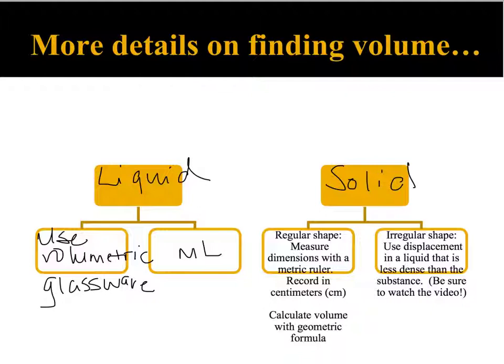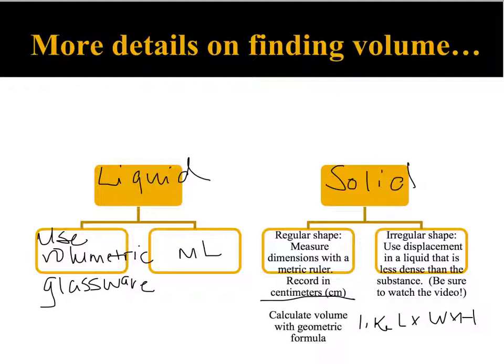If you have a solid, you can have two things that could happen. If the solid has a regular shape, you're going to measure its dimensions with a metric ruler. You're going to record those measurements in centimeters. That's important to take note of. And you'll calculate volume with a geometric formula like length times width times height. But remember that regular shapes, we have more than just rectangular prisms and cubes, so it's possible that you might have to use a different formula.